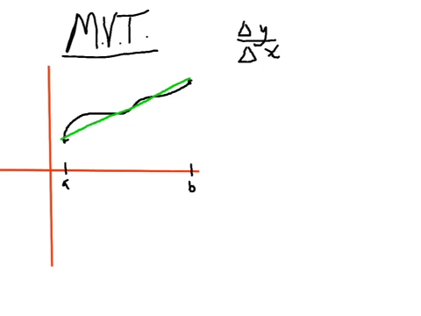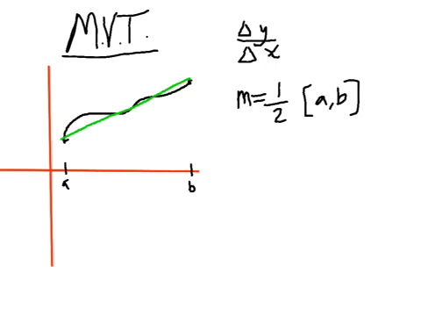And let's say that this slope is 1/2. M equals 1/2 from A to B. So this is very simple.